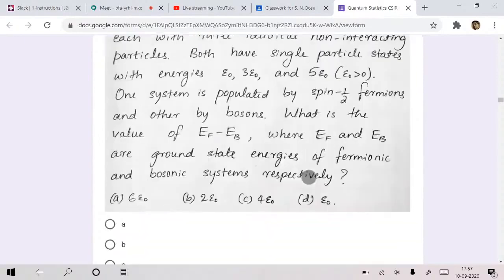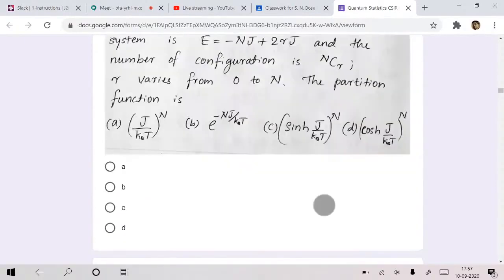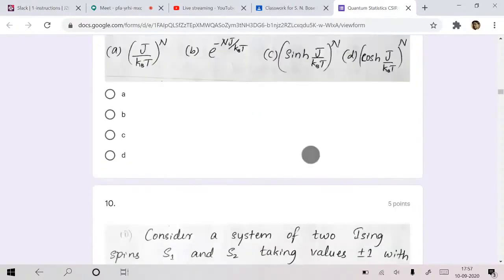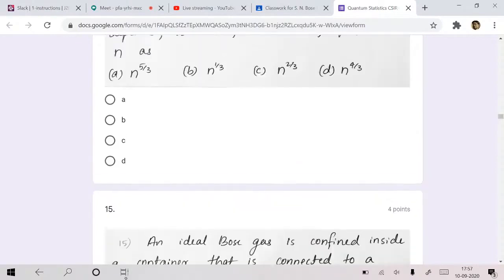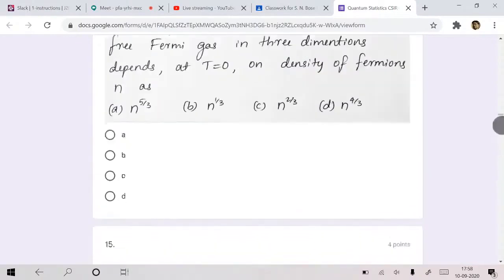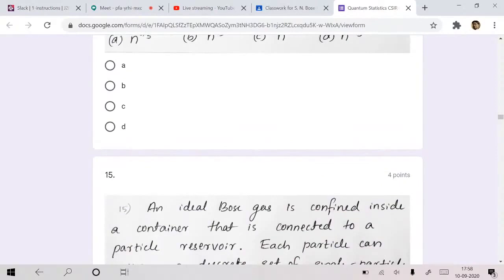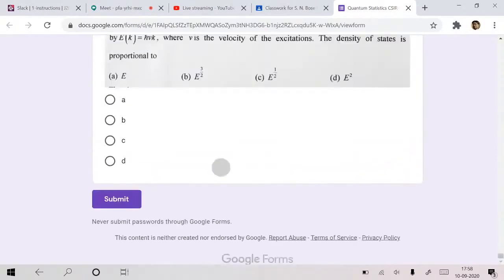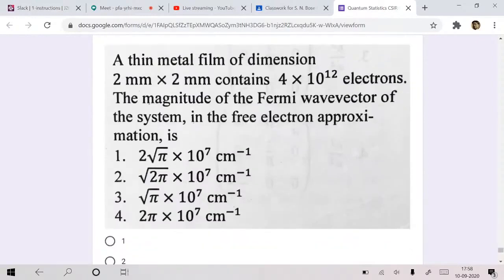In this link, I mean the CSIR NET questions, question number 42. I have also shared it in Slack. A thin metal film, this is a two-dimensional problem. The magnitude of the Fermi wave vector of the system. Fermi wave vector means K. In the free electron approach.